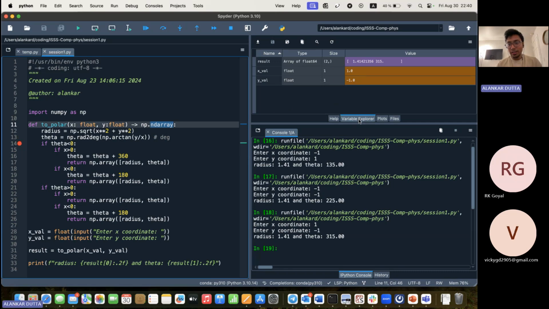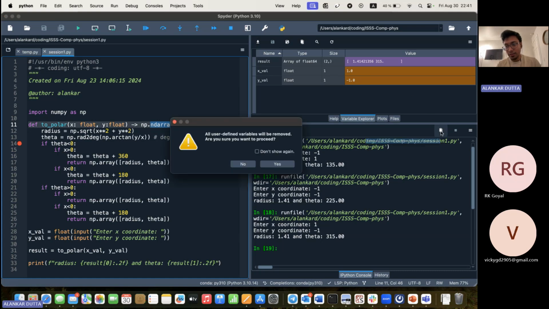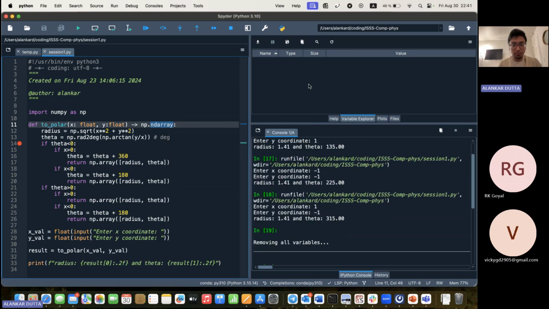What you do here is come to the variable explorer, and there is a button that allows you to clear all the memory, so everything from the previous runs gets cleared out. Then you go in here, you can see the line numbers. You take your cursor close to the line number and give a breakpoint where you want the code to stop. As soon as this line comes, the code is going to halt and wait for you to say, okay, now proceed to the next line.